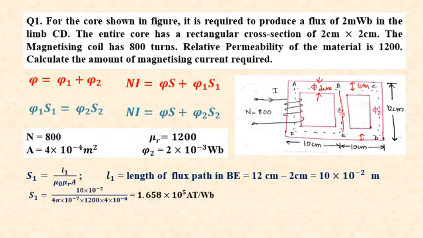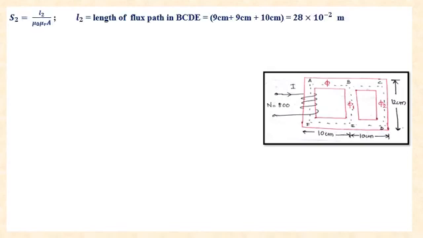Okay. So substituting, we will be getting S1 as 1.658 into 10 raised to 5 ampere turns per Weber. So similarly, S2 will be equal to L2 by mu 0 mu r into A. Here also L2 means the length of flux path B, C, D, E.